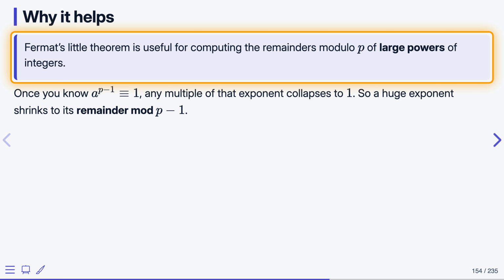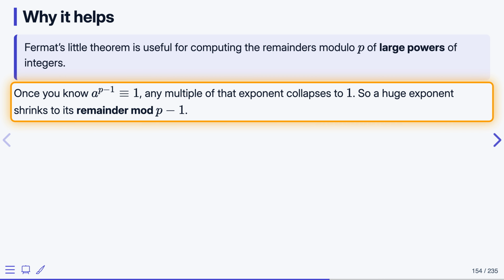Why is this useful? Because it kills huge exponents. Once you know that a to the power p minus 1 is congruent to 1, then any whole multiple of that exponent is also congruent to 1. 1 raised to any power is still 1. So when you meet a giant exponent, you split it. Take out as many copies of p minus 1 as you can. Those all collapse to 1. What is left is just the remainder, and that is small. A power with hundreds of digits in the exponent becomes a power you can do by hand.